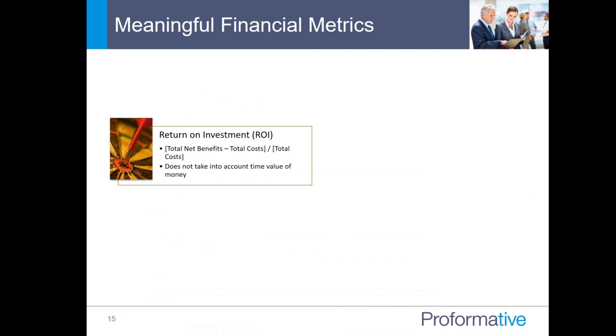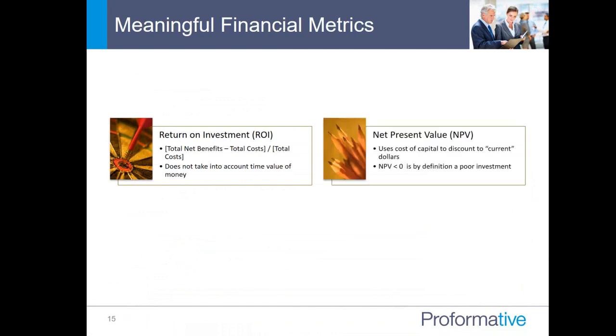And what you will want to note here is that ROI does not typically take into account time value of money. So you pick a time horizon, typically 5 years, but it could be 3 or 4 years for some clients. I've worked with, say, General Motors or Boeing, and they might take a 10-year view, but typically 5 years is good for these technology investments. And so it's just taking that static benefits minus costs over costs for that given time period.